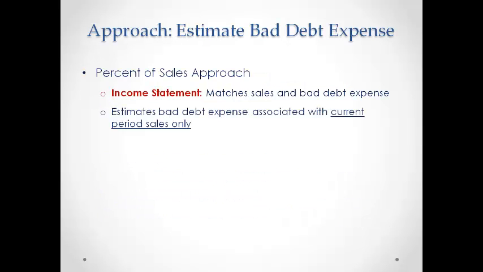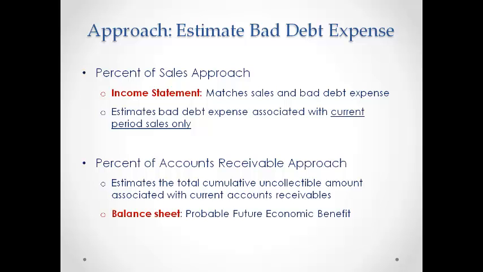Let's review the 2 main approaches to estimating bad debt expense. The percent of sales approach matches the bad debt expense associated only with the current period sales to follow the matching principle. The percent of accounts receivable approach reduces accounts receivable by the estimated uncollectible amount to report the probable future economic benefit of the accounts receivable on the balance sheet.